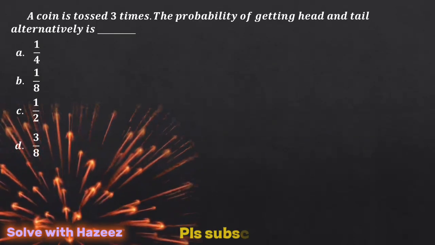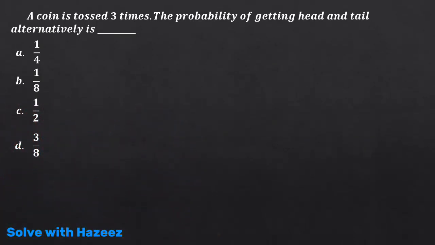Hello everyone, let's find the solution of this given problem. We have a coin that is tossed 3 times. The probability of getting head and tail alternatively is dash.